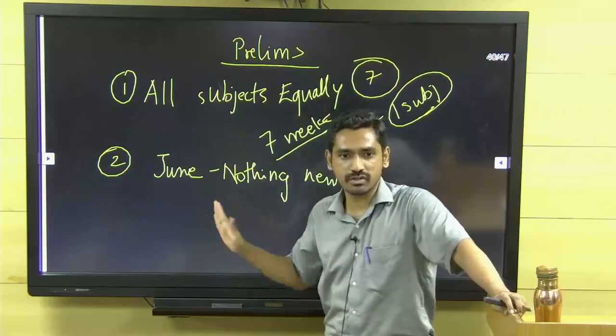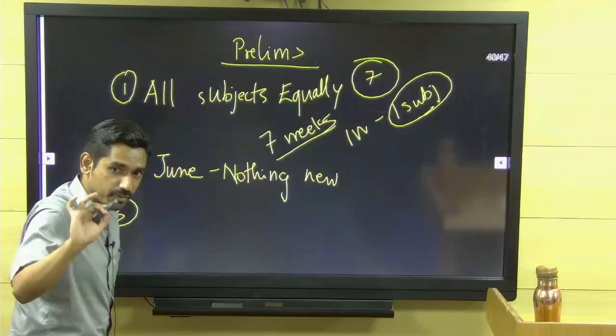May 31, until how much you learned, you won't prepare. June, don't touch anything new. Number 3.